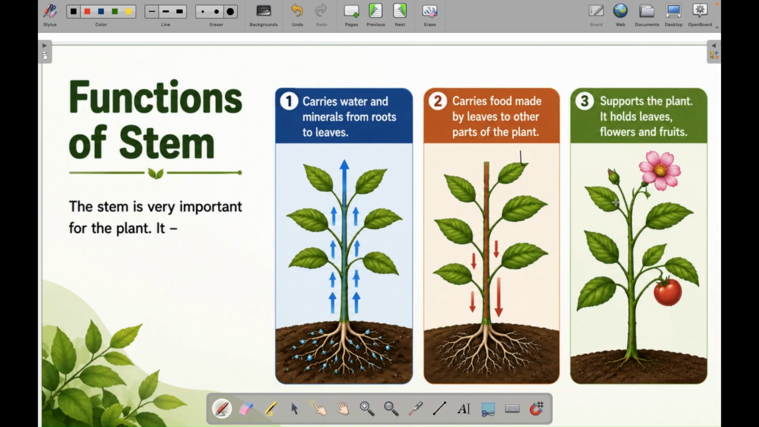Okay. At the same time, it also provides support, right, to all the components of a plant. Say without the stem, the leaves won't be able to sustain, right? So it provides support to the leaves, it provides support to the flowers, it provides support to the fruit as well. Okay.